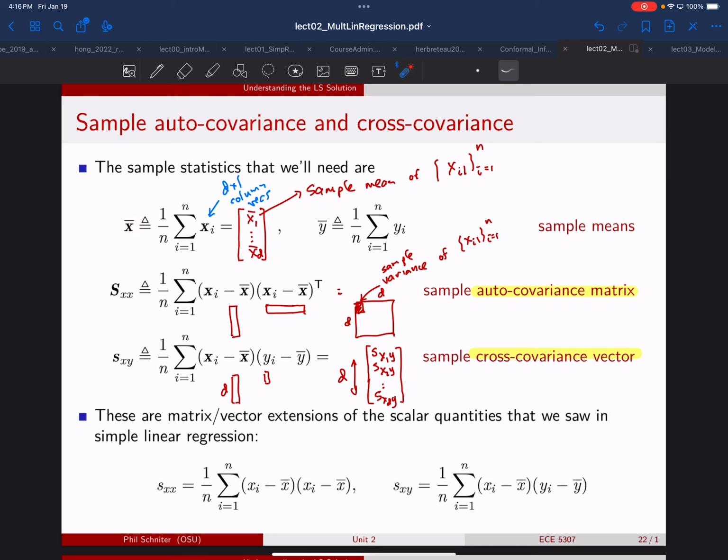So this is the vector of features for the ith example in our training data. And we averaged those over all our training data to get this vector. And we said that if we look inside this vector, what we'll find are the sample means of the individual features also when we take the mean over the data. So those are the things we saw in the last unit, scalars. Now we have a vector.